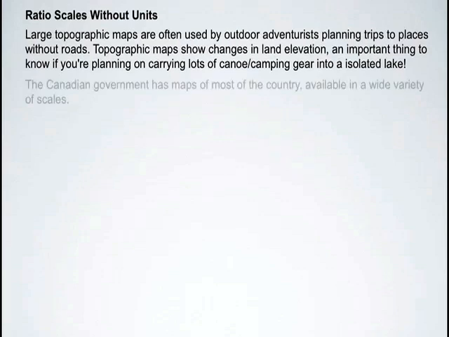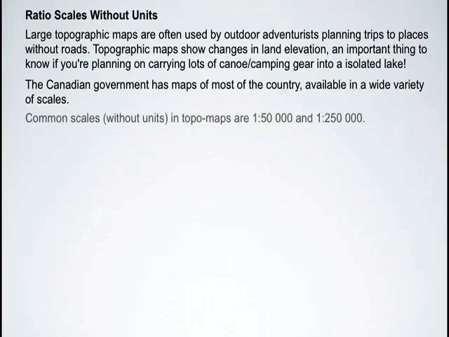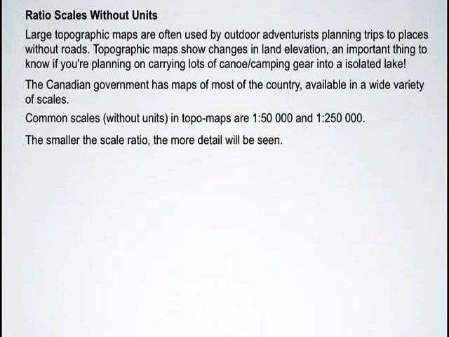The Canadian government has maps of most of the country available in a wide variety of scales. Some of the most common scales without units in topo maps are 1 to 50,000 and 1 to 250,000. The smaller the scale ratio, the more detail will be seen.